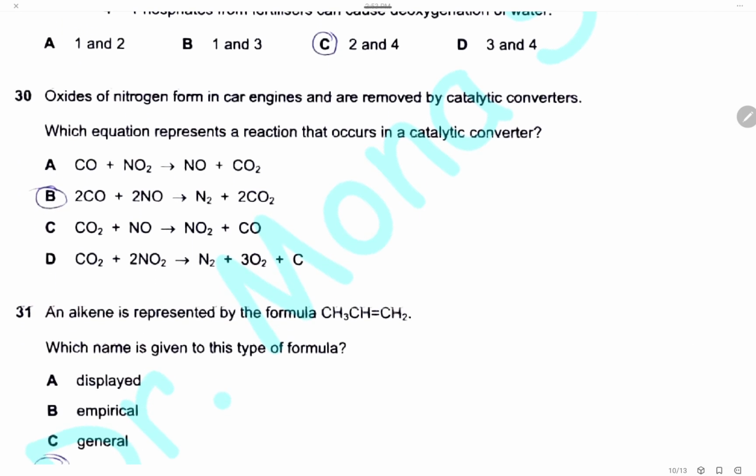Question 30. Oxides of nitrogen formed in car engines are removed by catalytic converter. Which equation represents a reaction that occurs in the catalytic converter? Catalytic converter removes the harmful gases or converts the harmful gases into less harmful or normal gases. So it converts the nitrogen monoxide and the carbon monoxide into nitrogen gas and carbon dioxide. So the correct answer will be B. Carbon monoxide plus nitrogen monoxide form nitrogen and carbon dioxide.